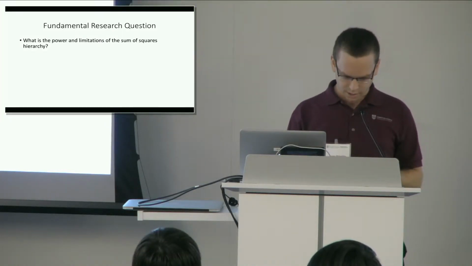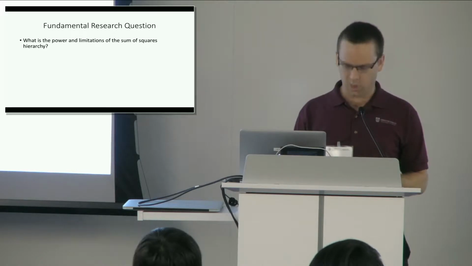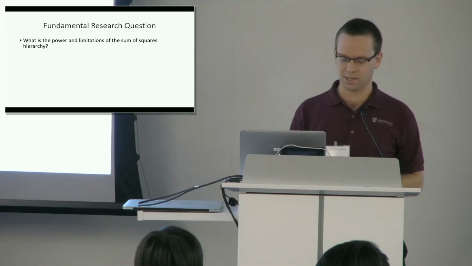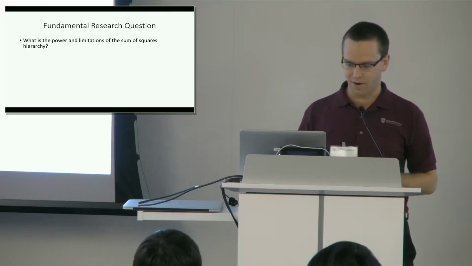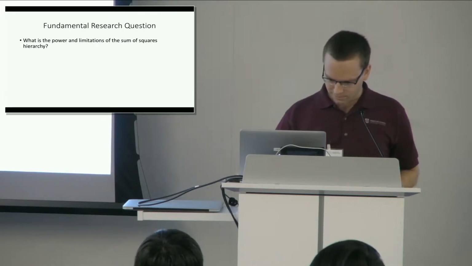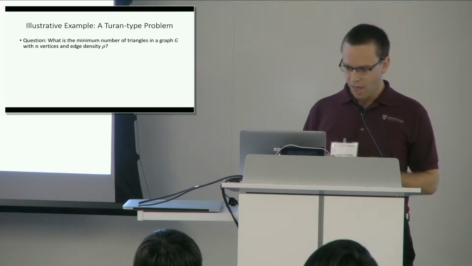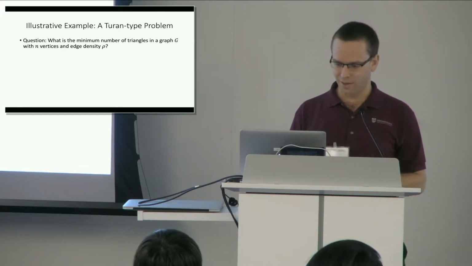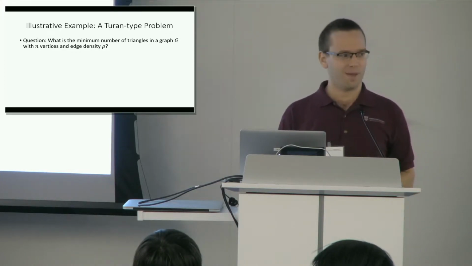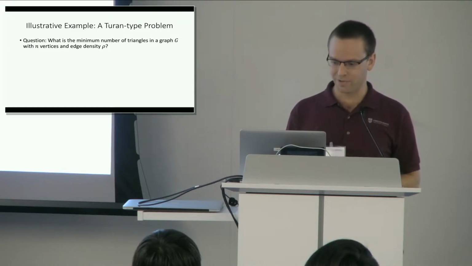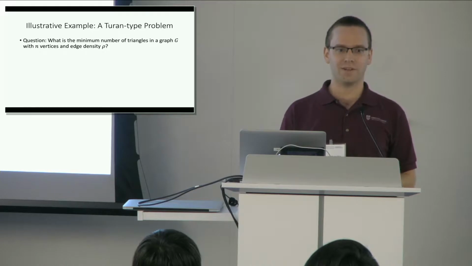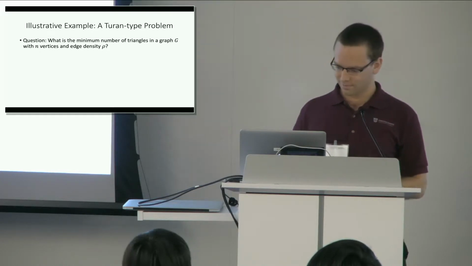Okay, so the fundamental research question, which I look at in various settings, is what is the power and limitations of the sum of squares hierarchy? So I think a good illustrative example is the following Turán-type problem, which Professor Razborov told me about: what is the minimum number of triangles in a graph G with a given edge density?